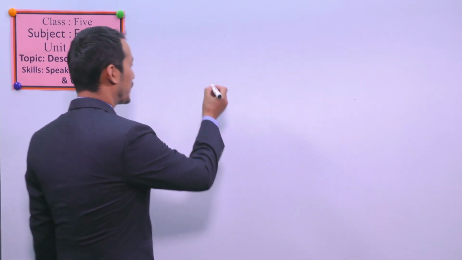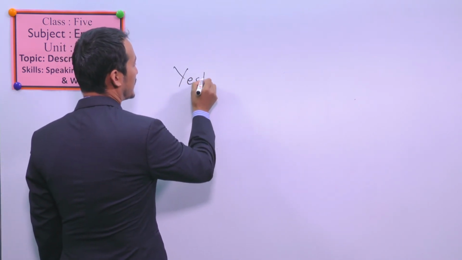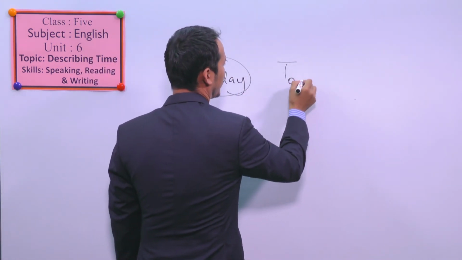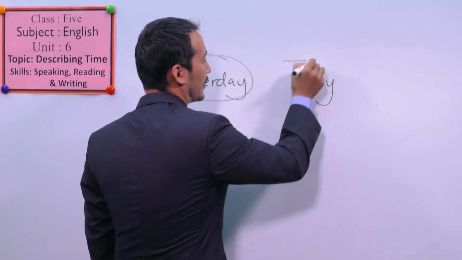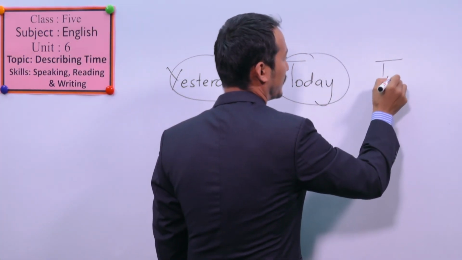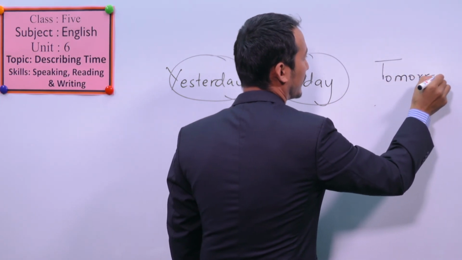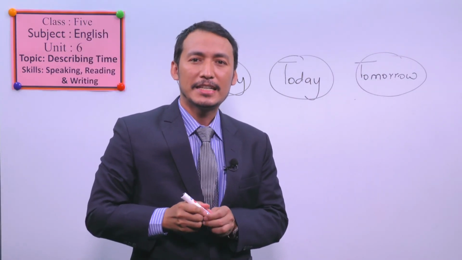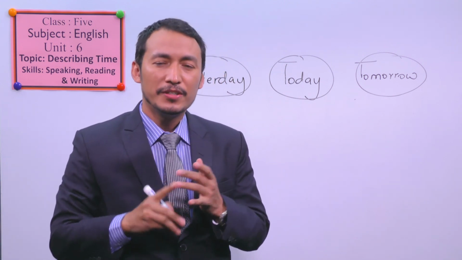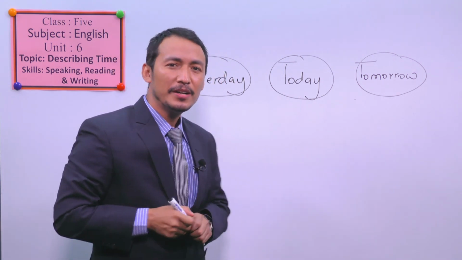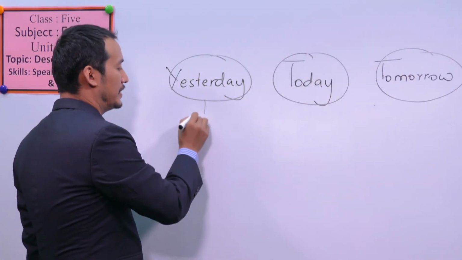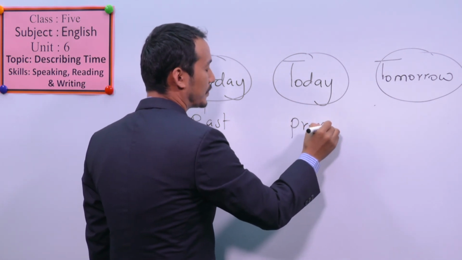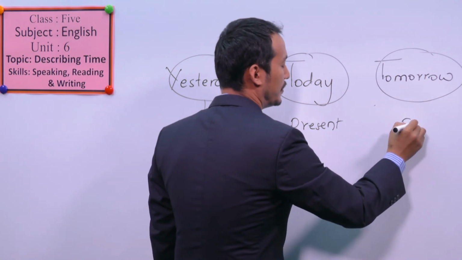I'll show you here. We talked about yesterday, we talked about today, and we also talked about tomorrow. Yes, we have different times. Yesterday, today, and tomorrow. In English grammar, we call this: yesterday is past, today is present, and tomorrow is future.